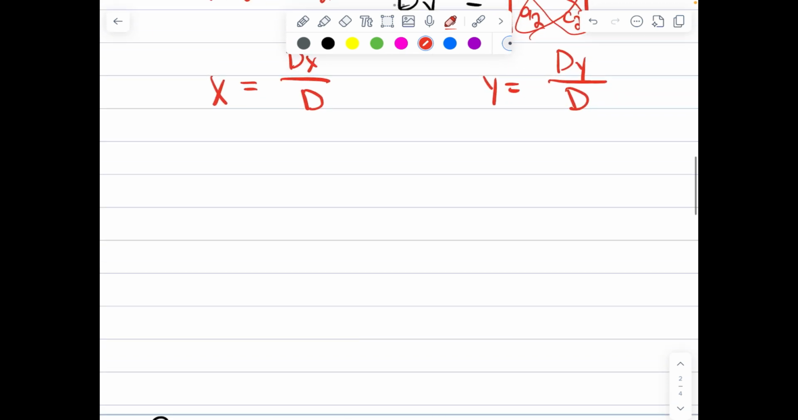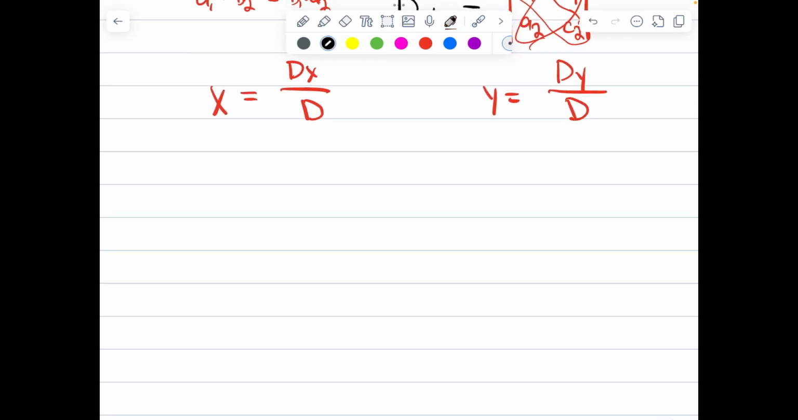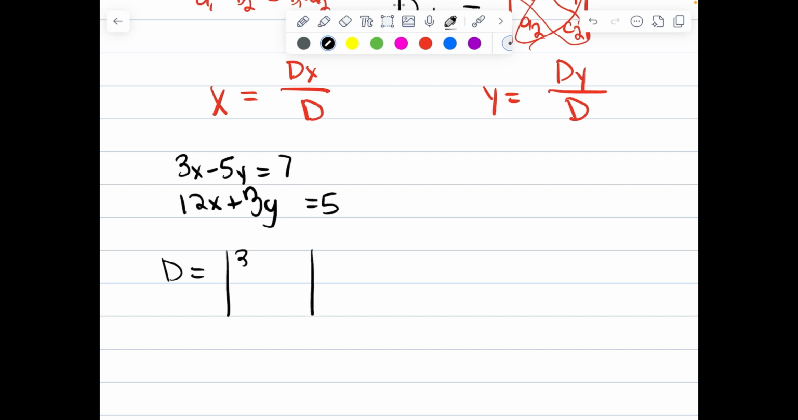Of course, we had an example last night where we did, I think it was 3x minus 5y equals 7 and 12x plus 3y equals 5. And basically, to find our d part, we just took our coefficients, so 3, 12, negative 5, 3. To find our dx, instead of writing our x column, we would just write in the 7 and 5, but go ahead and write our negative 5 and 3 for the y column.